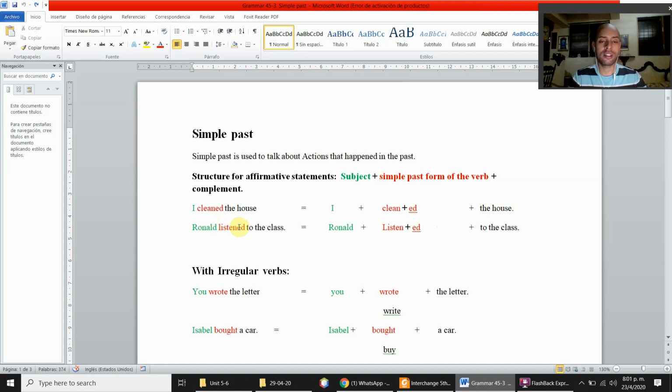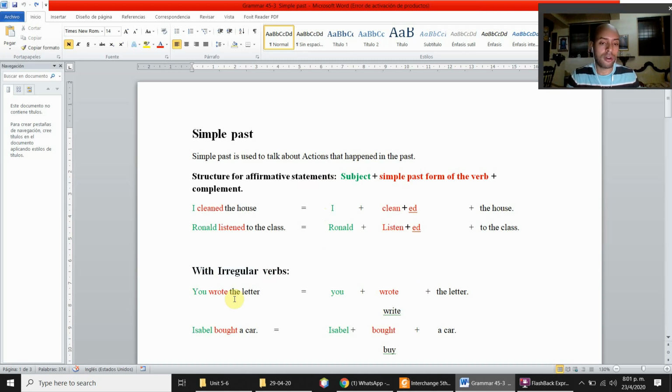Rona listened to the class. Rona listen, the verb listen plus ed to the class. Now, as you might remember, we have regular and irregular verbs in the simple past. With irregular verbs, the rules to adding ed do not apply. So you have to learn the right way to write the past form of the irregular verbs.